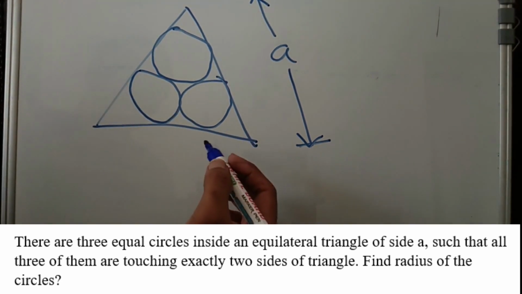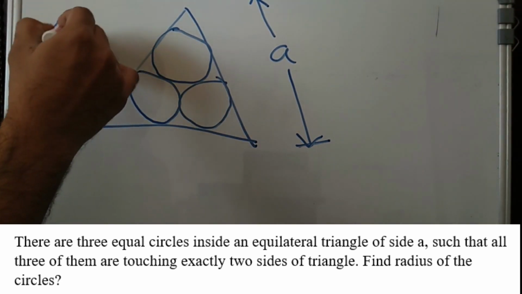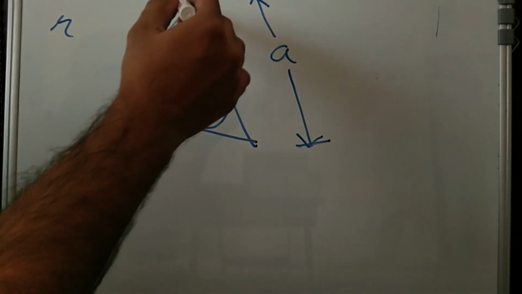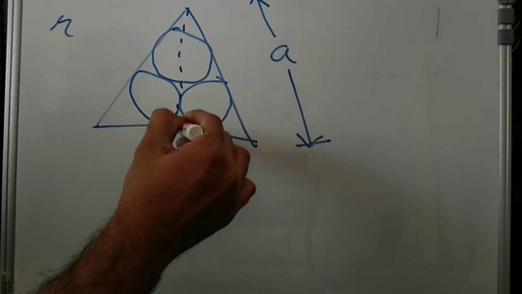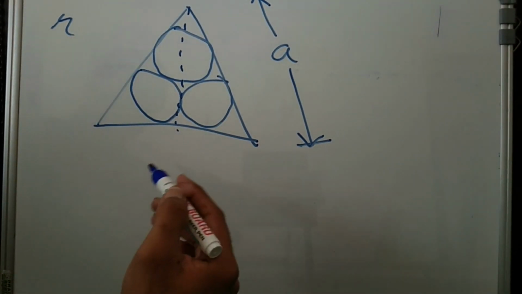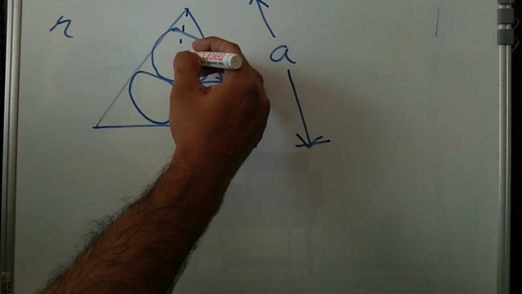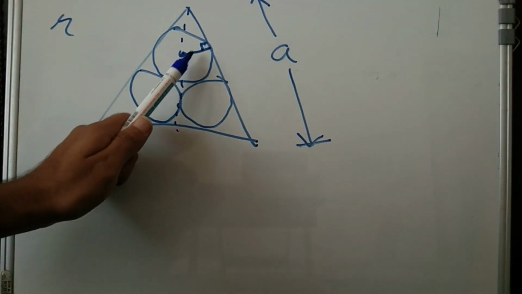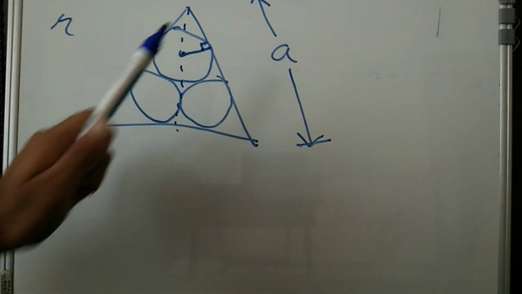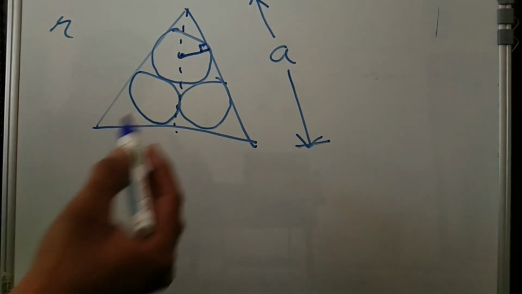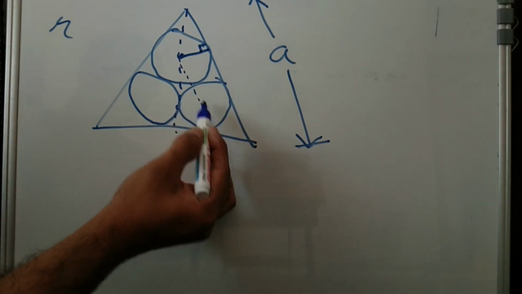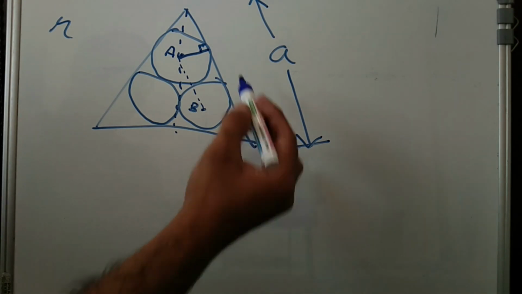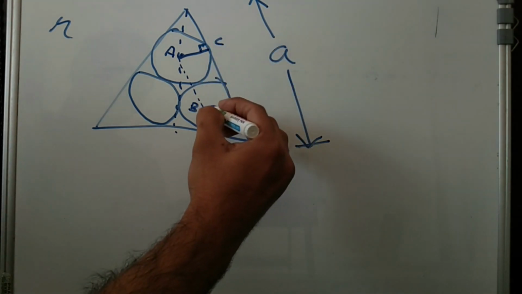So let the radius of each circle be r. I have to find the relation between A and r. So this is the height of the equilateral triangle. If I see, this would be 90 degrees because radius and tangent meet at 90 degrees. And if I draw this line from center to center, this is A, this is B, this is C, this is D.